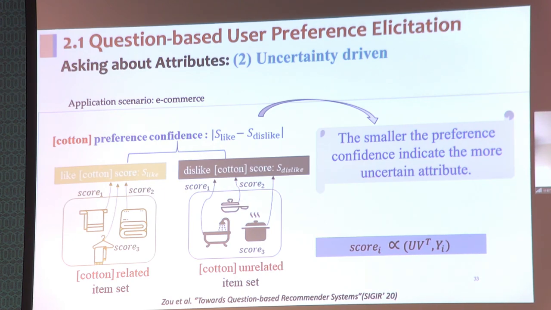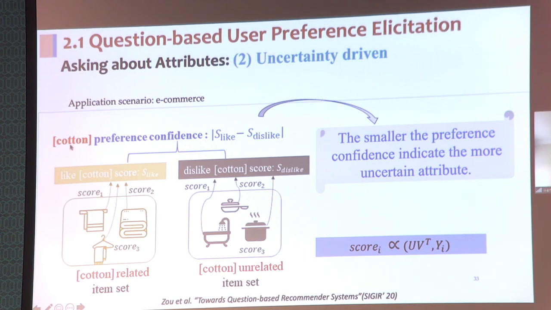So, under this philosophy, what type of attributes should we ask? The uncertain ones. But how to calculate the uncertainty? There is a method also published at SIGIR last year, which estimated the uncertainty of attributes based on the preference on items. Okay, let's have a detailed look at it. Let's say it is applied in an e-commerce scenario. We have many products on the e-commerce platform, and there is an attribute called cotton, indicating whether a product contains the material of cotton.